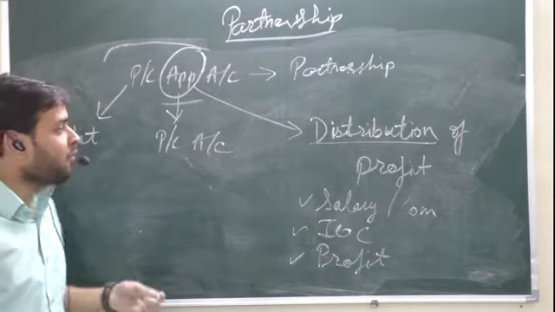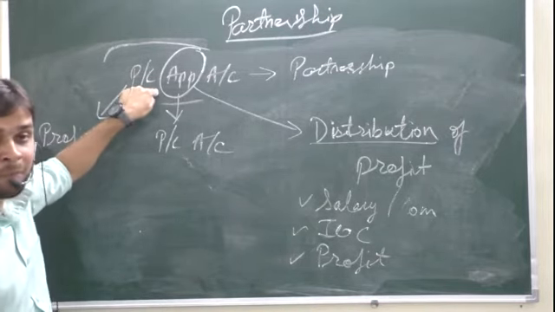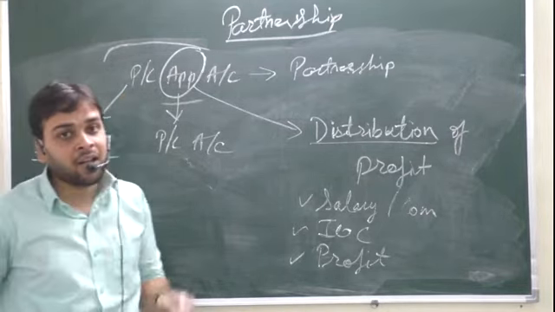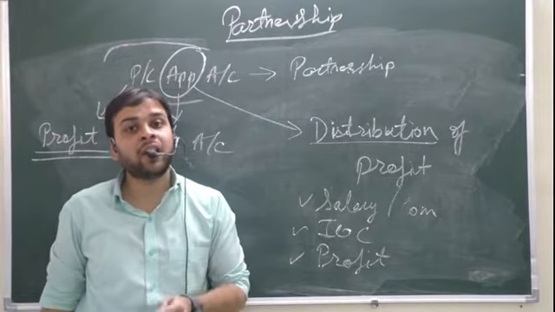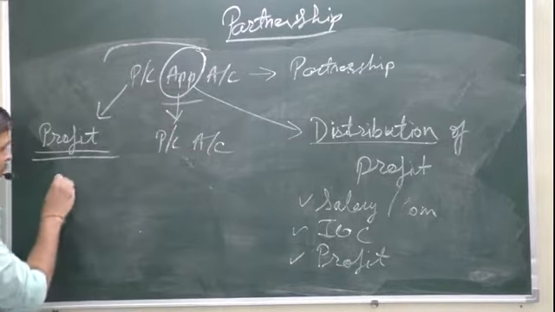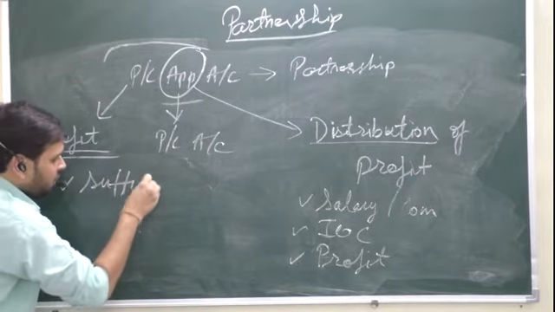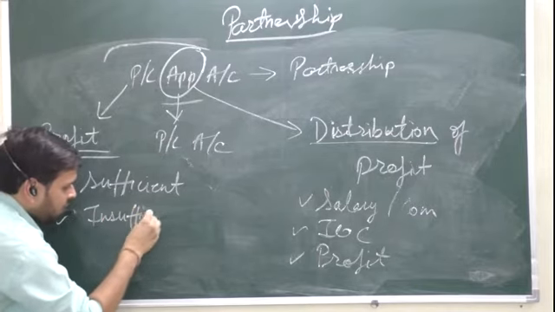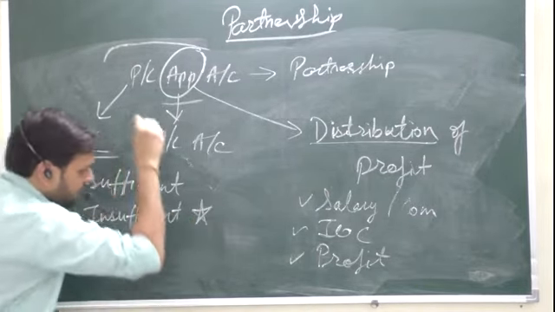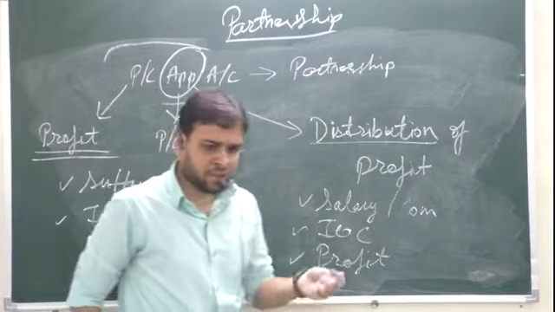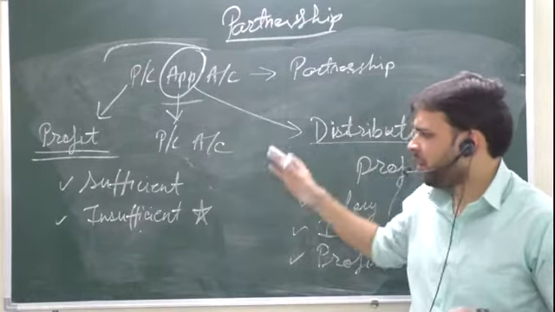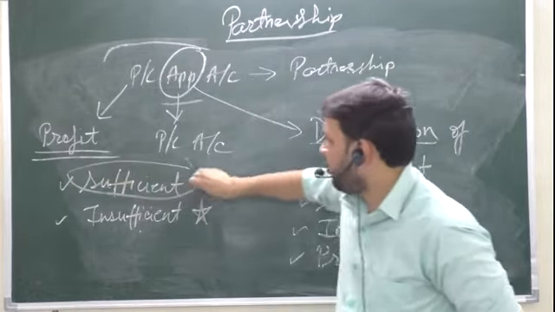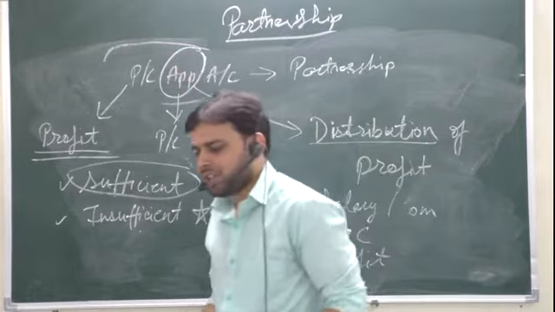In that case, we are not going to prepare the P&L appropriation account. It means the condition for preparation of the P&L appropriation account is that there must be a profit in the firm. No matter whether the profit is sufficient or insufficient. It is one of the major topics. Insufficient profit requires some skills, some analysis and some calculation, but it is a simple and straightforward calculation in case of sufficient profit.